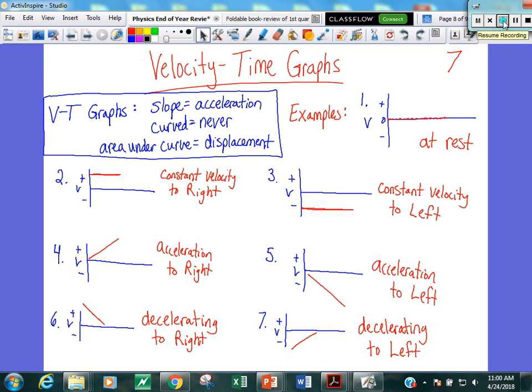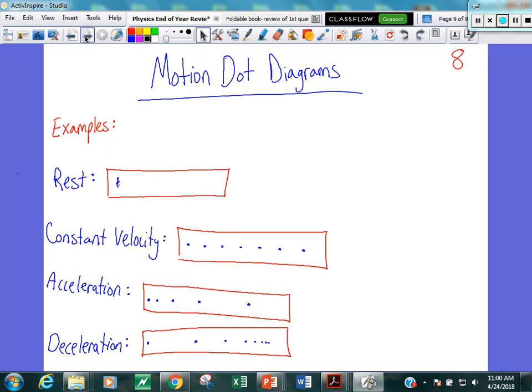All right, let's go to the final page, page 8. And this should be your back cover. And let's keep it pretty simple. Let's finish off with an easier topic. This was motion dot diagrams. We also called them ticker tape diagrams. And so title page 8, motion dot diagrams. And I've got, let's see, 4 examples here. So write examples, and we're going to do one at rest, one at constant velocity, one where there's acceleration, and one where there is deceleration.